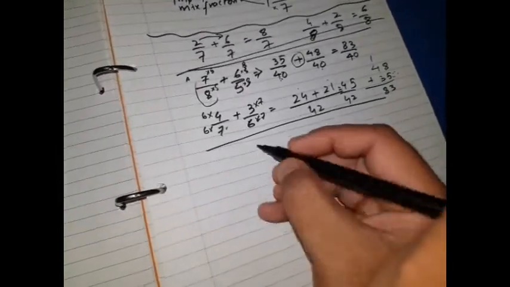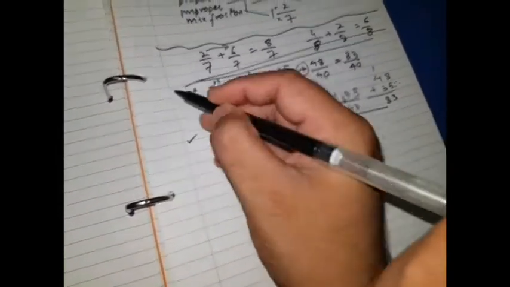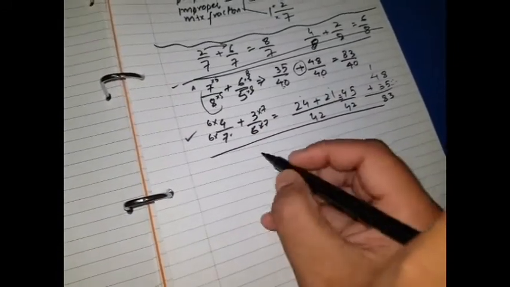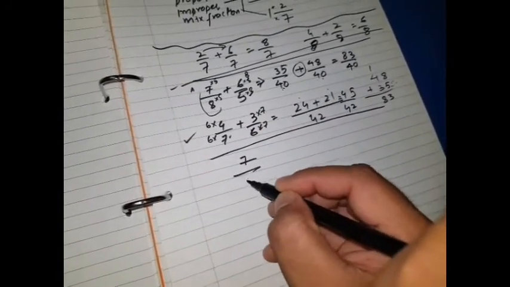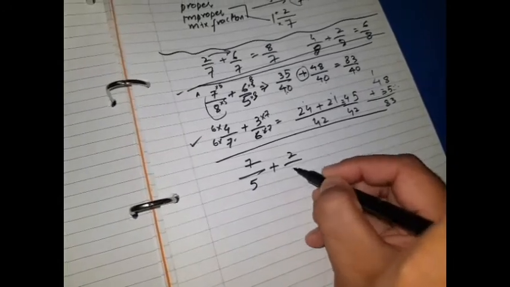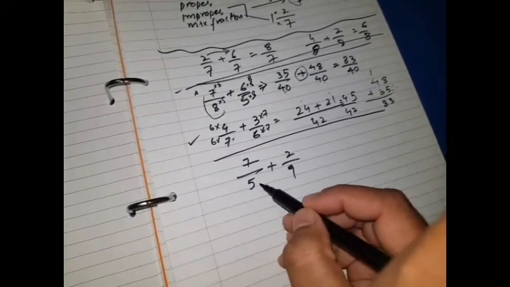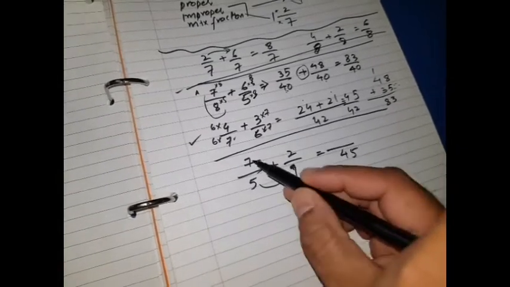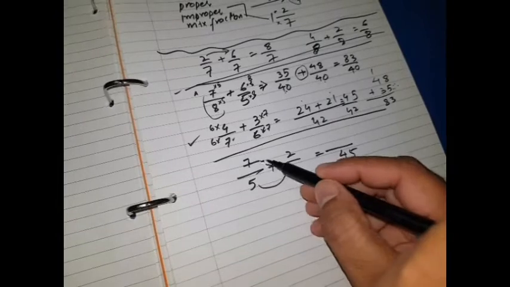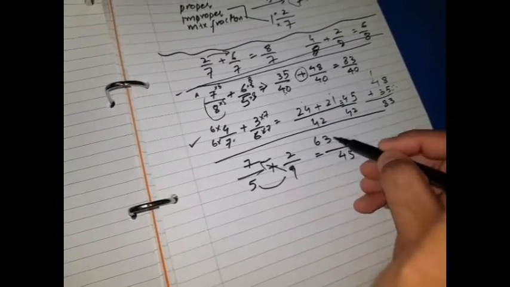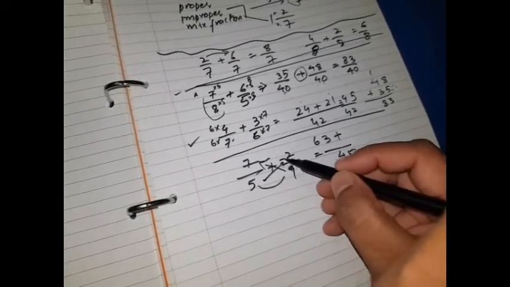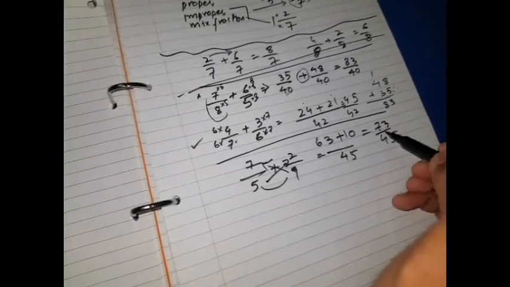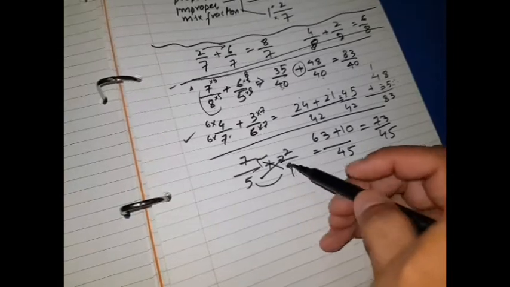Another easier method that you can use once you excel, once you get the proper expertise in this topic, is a very simple one. In fact, 7/5 plus 2/9. First of all, multiply this with this. 9 times 5 is 45. Now 9 times 7 makes what? Cross multiplication. 9 times 7 is 63 plus 5 times 2 is 10. So 73/45 is your answer. You can check the same thing with the detailed method.